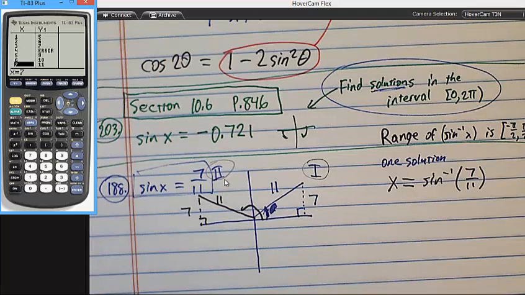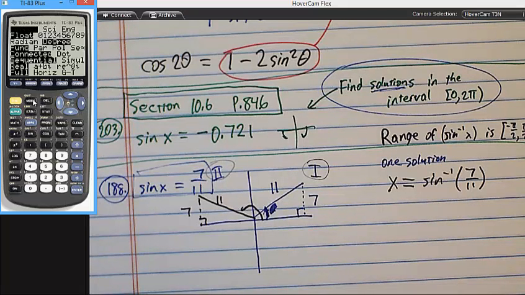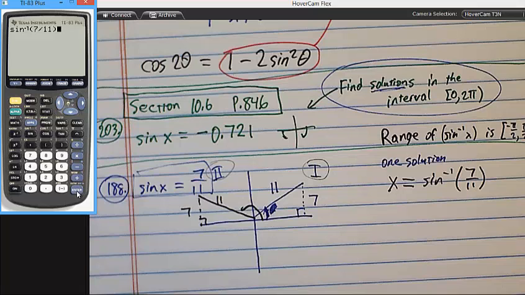So let me start to write them down. Let me check what mode we're in, first of all. Oh, I'm in degree mode. I don't want to be. Let's go to radian mode so that we match what the book has. So I'm in radian mode. And now I'll type in inverse sine of 7/11. Enter. Okay. So I got 0.689 if I round it.